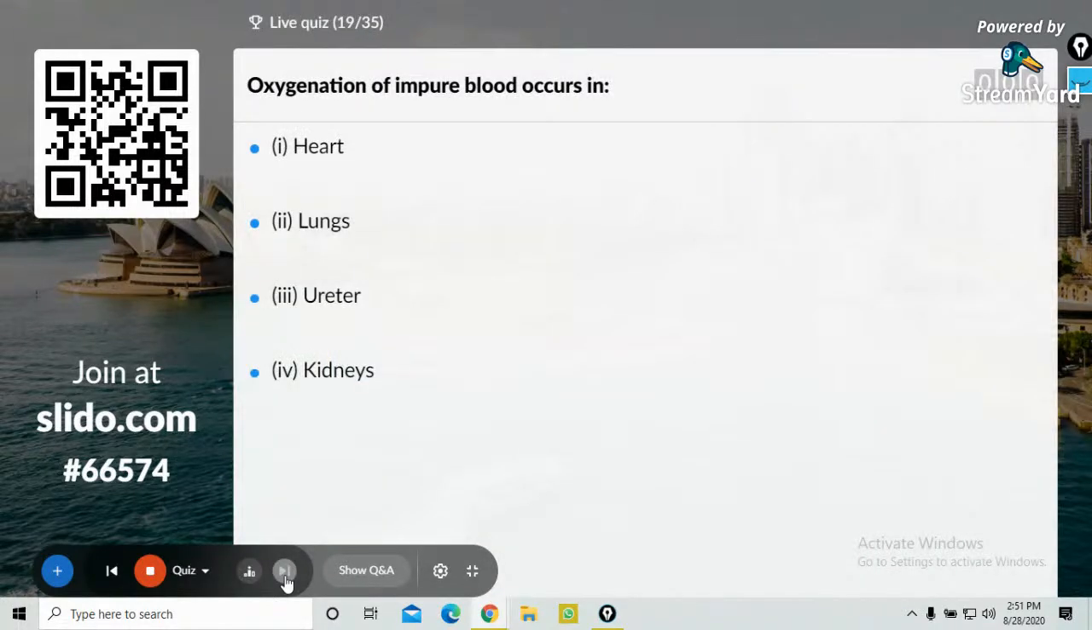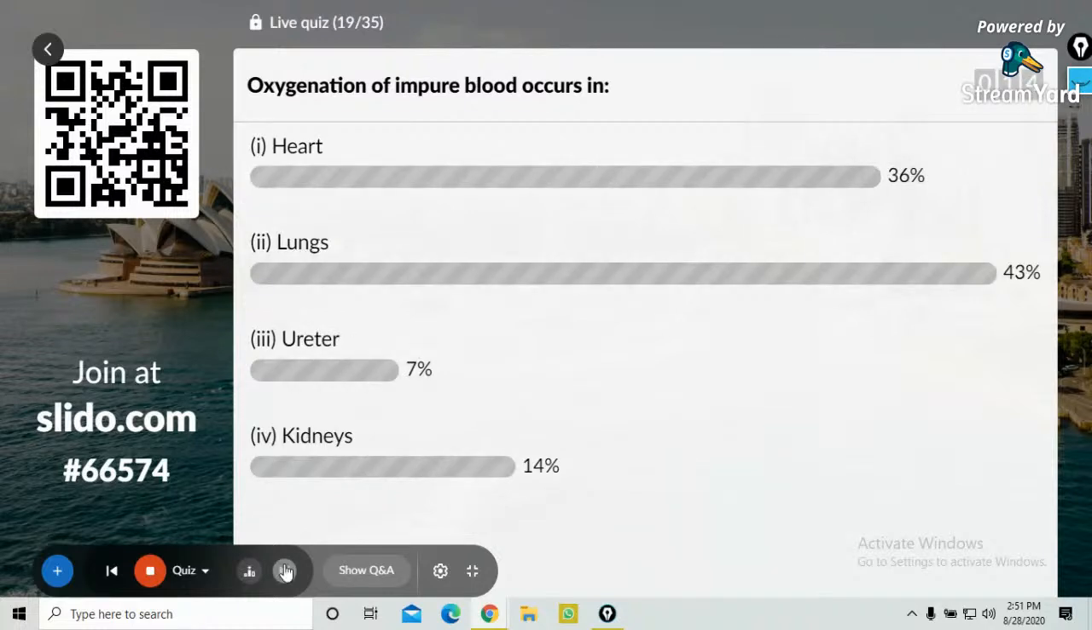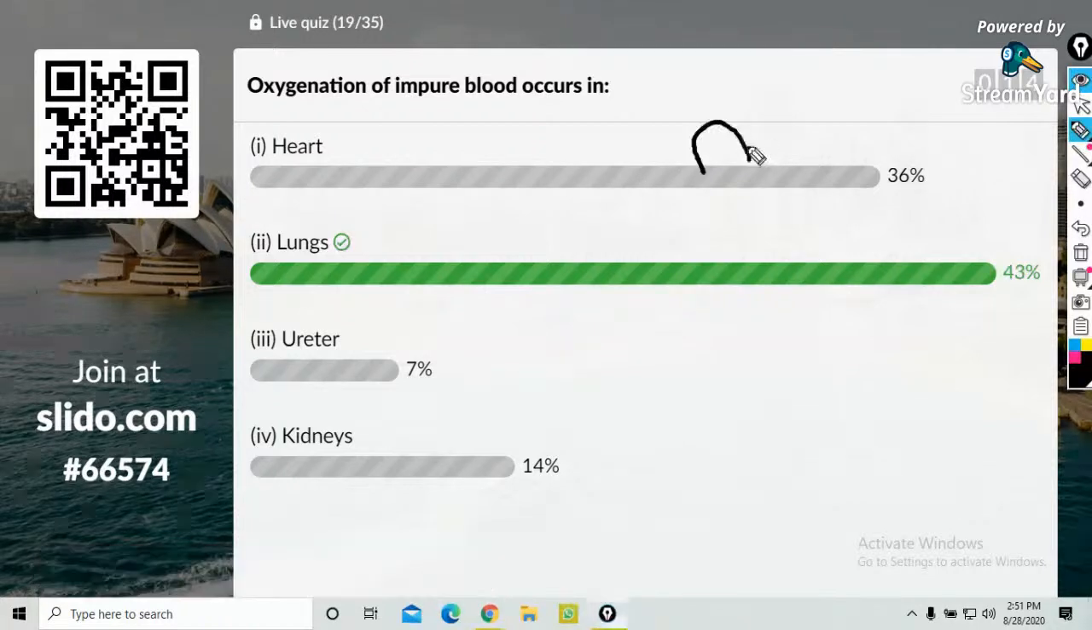Oxygenation of impure blood occurs in the... The deoxygenated blood is taken into a particular organ for oxygenation. Heart, lungs, ureter, kidney. Guys, it is taken to the lungs. What is this? Do you not know the answer, or are you just doing the quiz for fun?